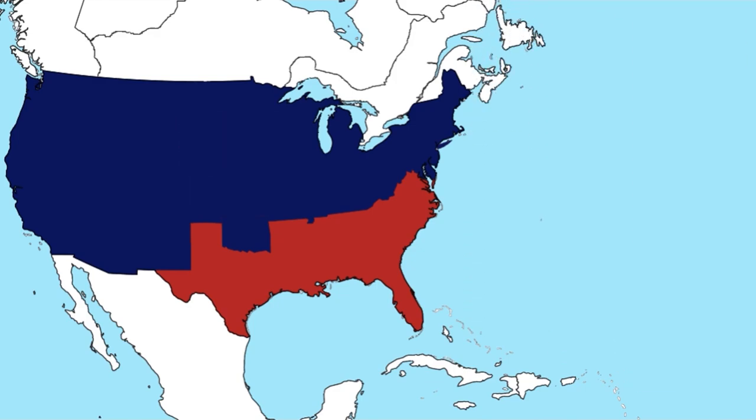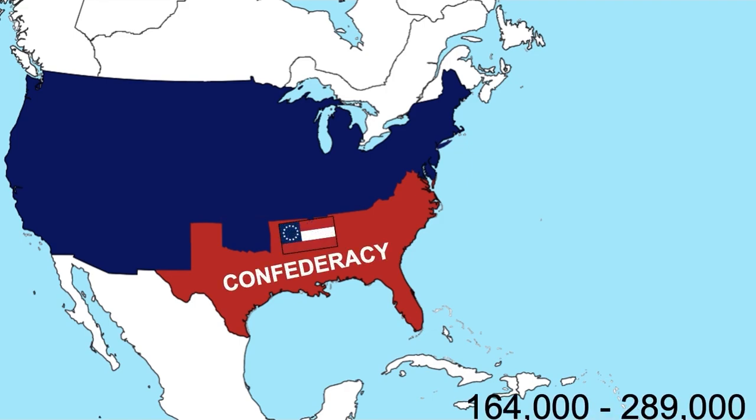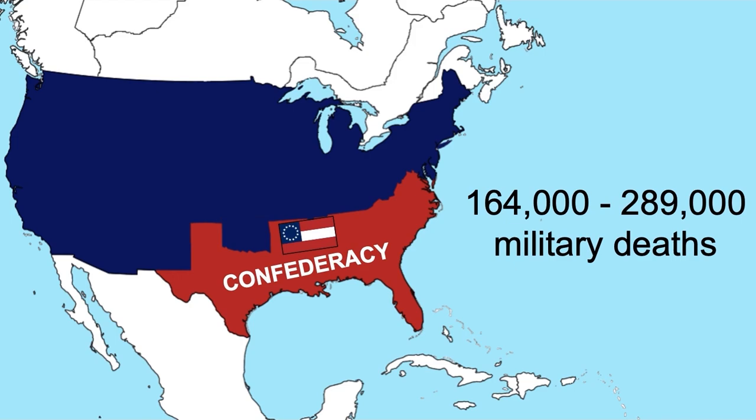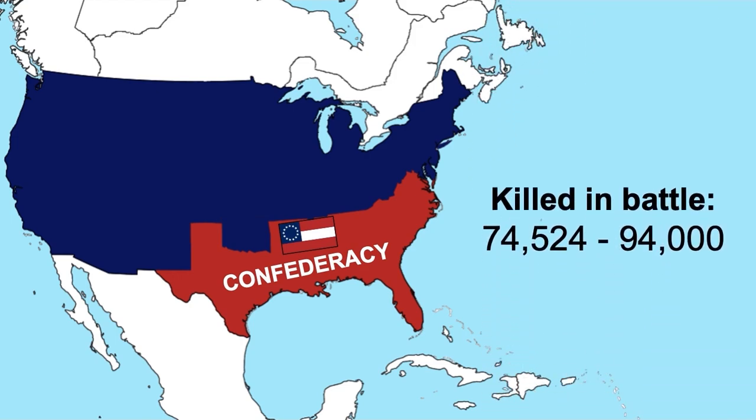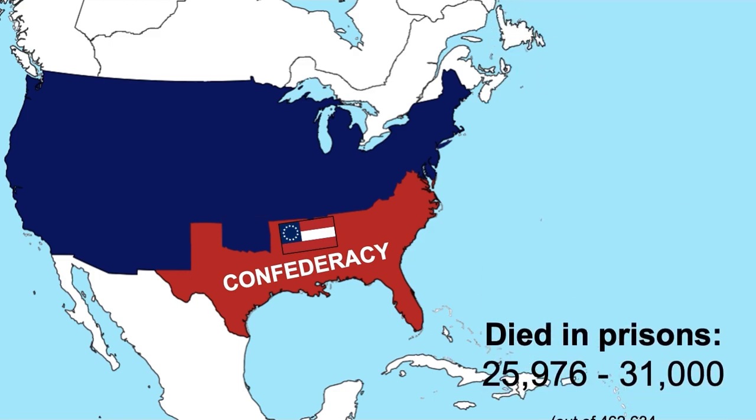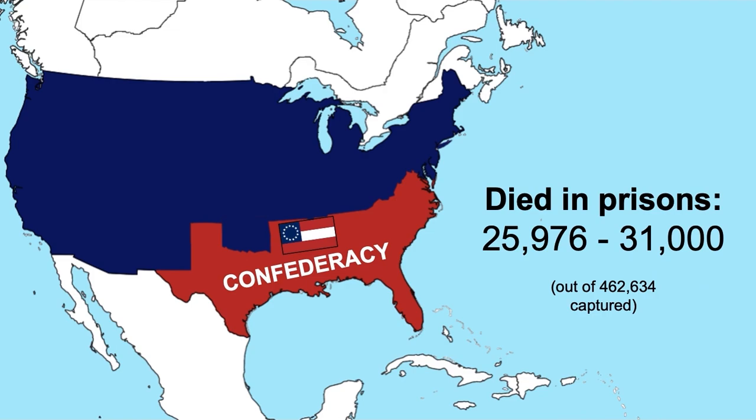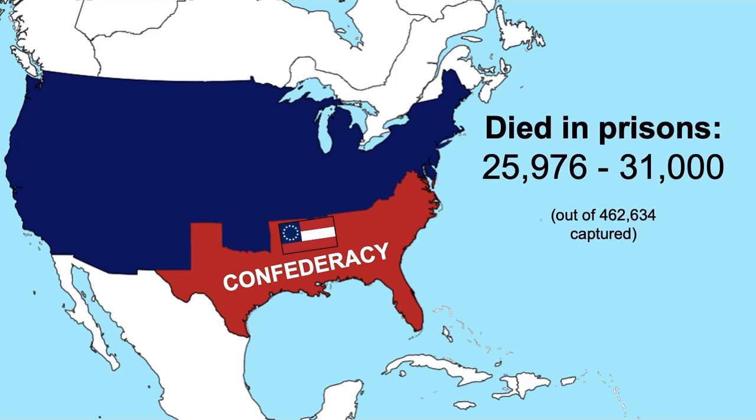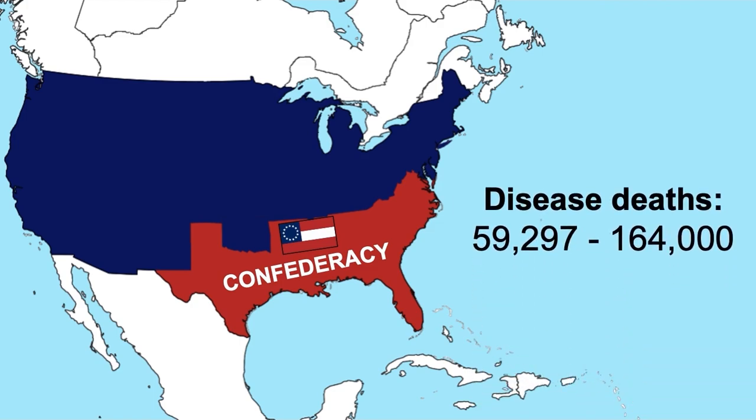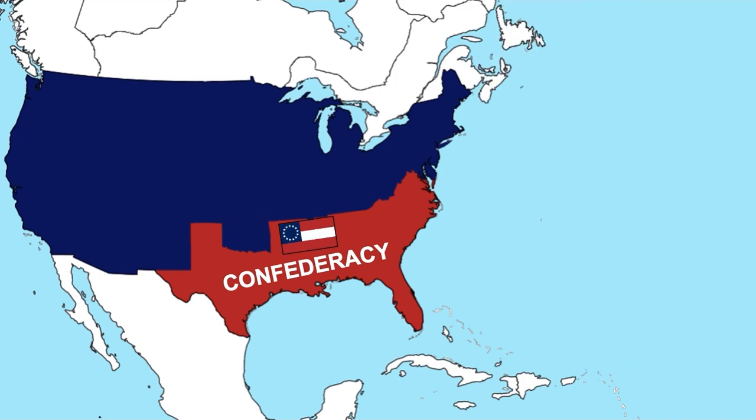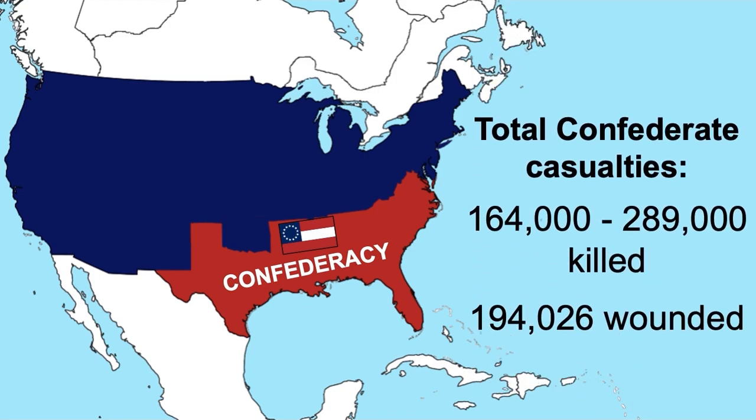Next, let's look at the casualties of the Confederacy, or the South. The Confederacy's military suffered between 160,000 and 290,000 deaths. This includes between 75,000 and 94,000 who were killed in battle. 463,000 Confederate soldiers were captured and taken prisoner. Between 26,000 and 31,000 of these Confederate soldiers died in Union prisons. Additionally, between 59,000 and 164,000 died of disease on the Confederate side. Furthermore, the number of Confederates wounded was 194,000.